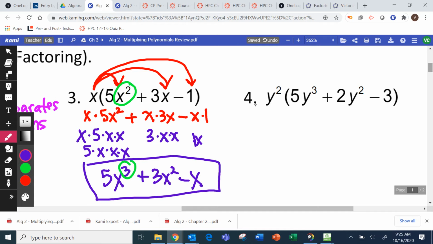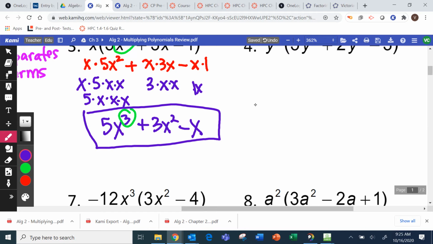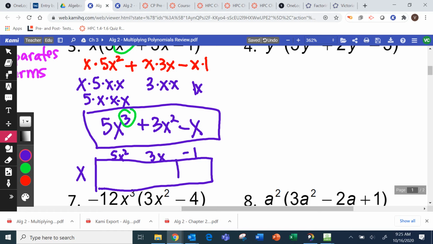I want to show you that as a rectangle as well. If we do it using rectangles, we would have our x over here. We would have our 5x squared, our 3x, and our minus 1, and we'd separate that into rectangles. And then you'd multiply x times 5x squared, so I get 5x to the third. x times 3x is 3x squared. And then x times minus 1 is minus 1x. And then we put them all together right there. So you could do either method.